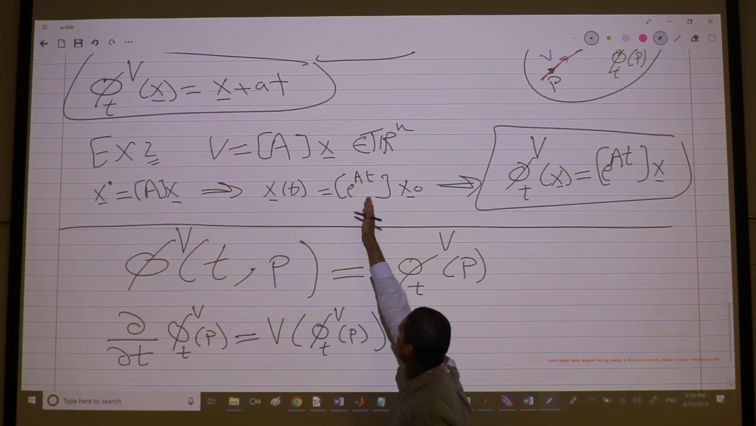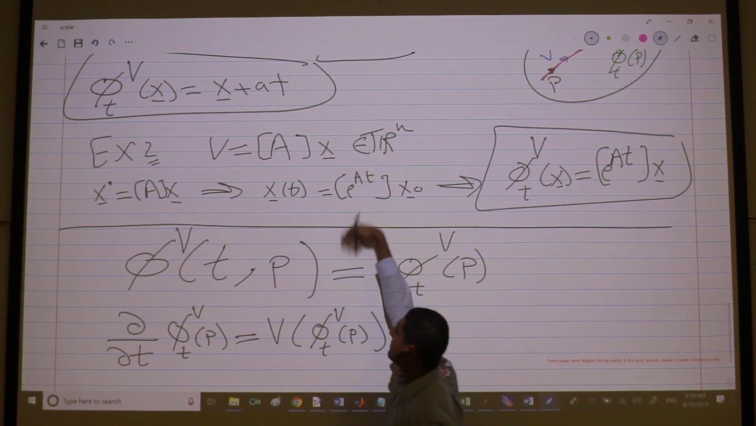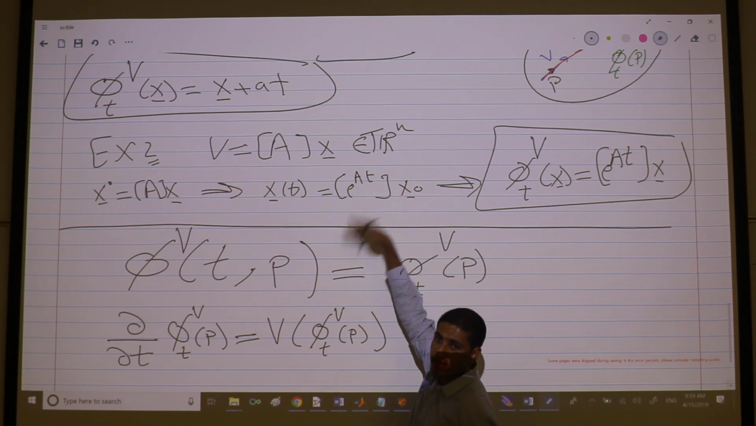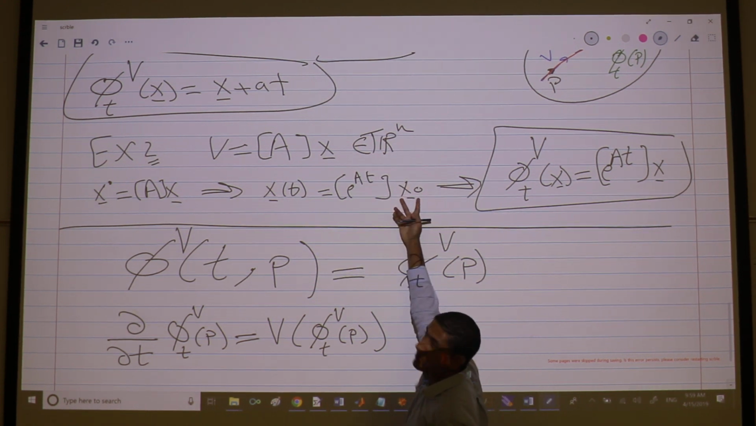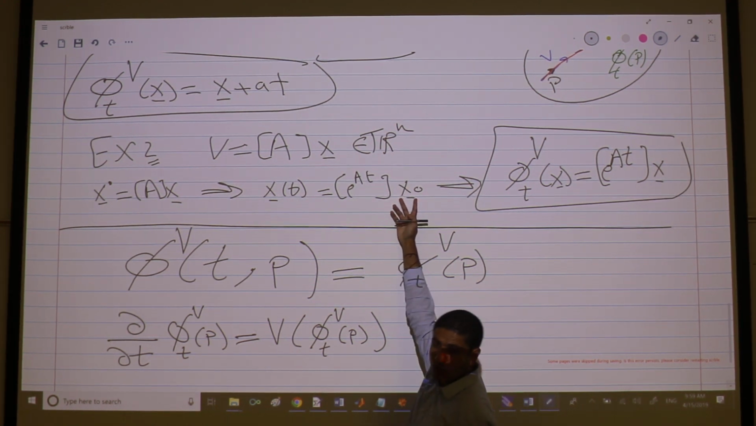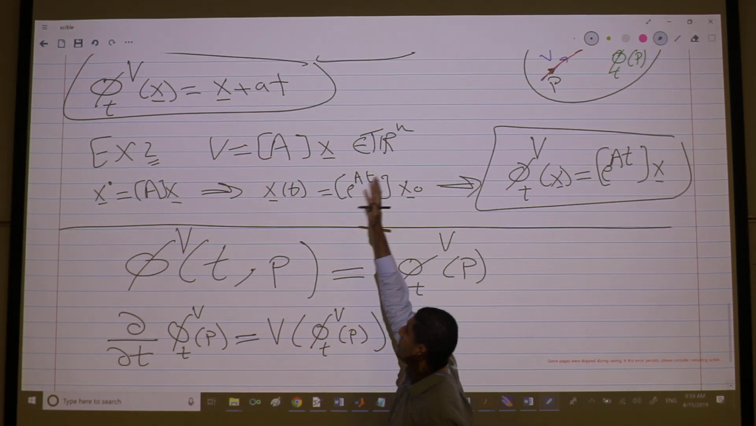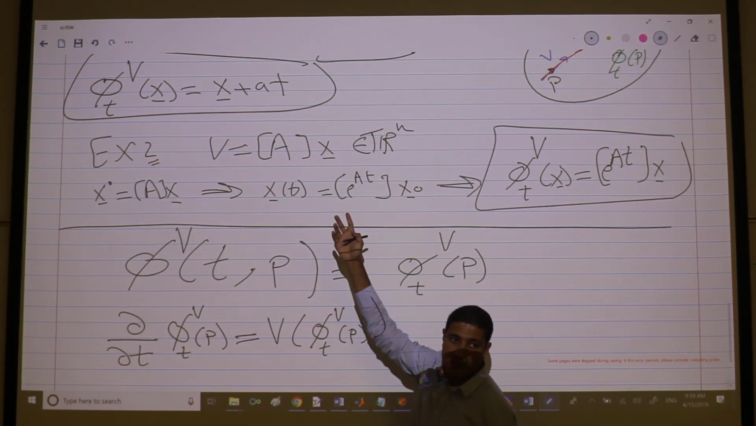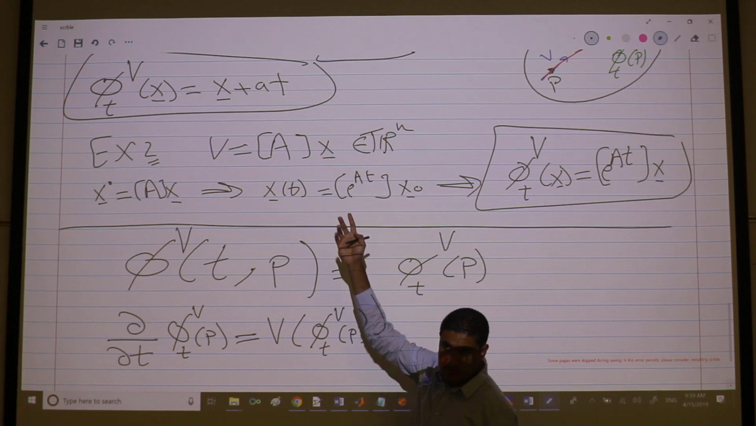So phi, this solution is like a vector. It's an array, and it depends on x naught. X naught is also an array. So you differentiate an array with respect to an array, you get what? The Jacobian, right?